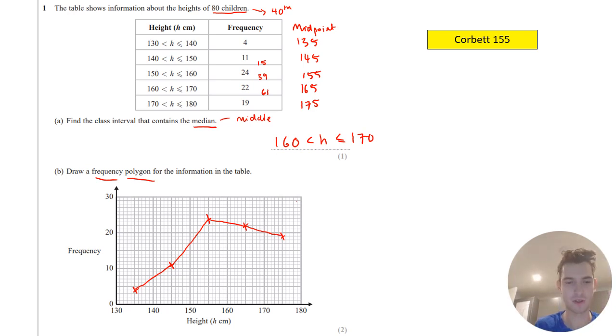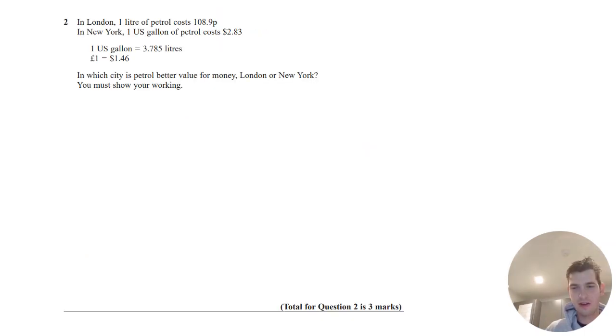So let's move on to question 2. Okay, question 2. In London, 1 litre of petrol costs 108.9p. In New York, 1 US gallon costs $2.83. We're then told some conversions, and we're asked, in which city is petrol better value for money, London or New York?